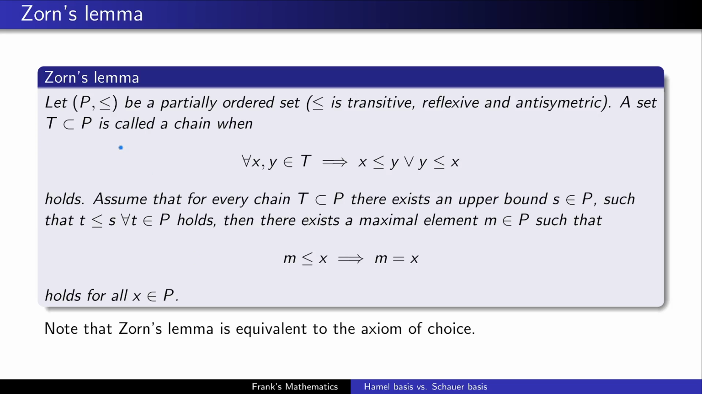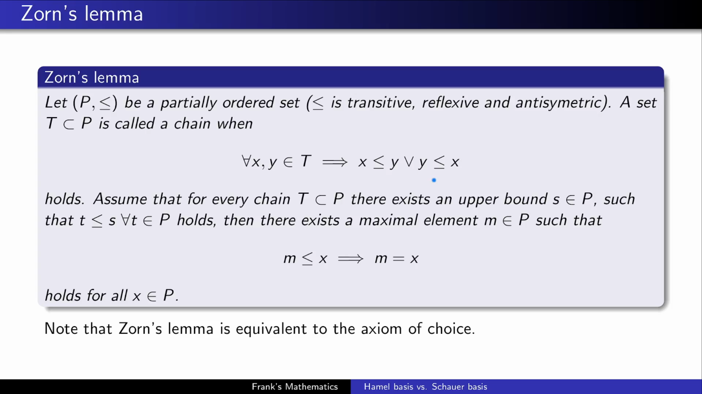P should be a partially ordered set, meaning that our comparison operator, less or equal, should be transitive, reflexive, and antisymmetric. Then we can define something which is called a chain. A chain is a set T where this condition holds: for all x and y in our set T, either x is less or equal than y, or y is less or equal than x. So the definition of a chain is straightforward.